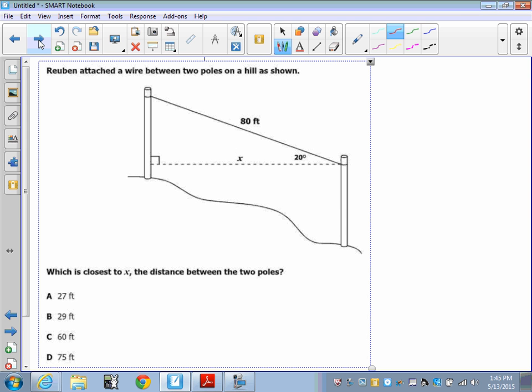So let's take a look at the 8 questions that are on the last 2 released SOLs. So 4 questions is quite a bit. That's a good percentage of your test. So again, we start off with our question reading strategies.